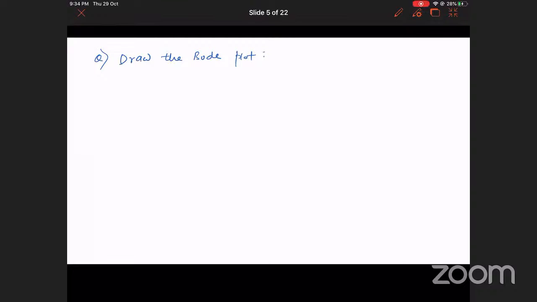So let's go for a Bode plot, guys. G of s into H of s is given. It is a loop gain which is equal to 10 into s cube, whole divided by (s plus 5) to the power 5. So for this, you have to go for a Bode plot.